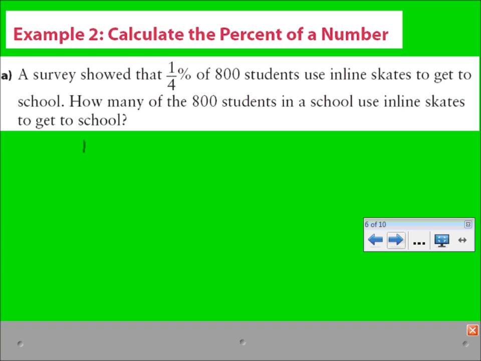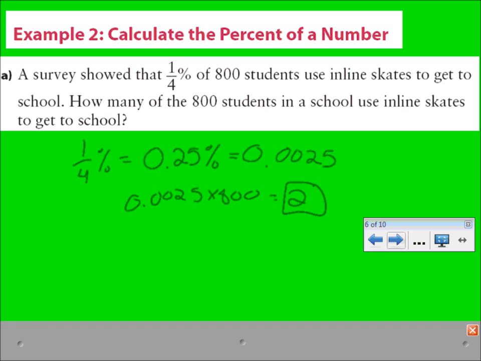But 1/4% equals 0.25%, which equals, as a decimal, 0.0025. You take 0.0025 times 800, and we get 2. So 2 people use inline skates to get to school.